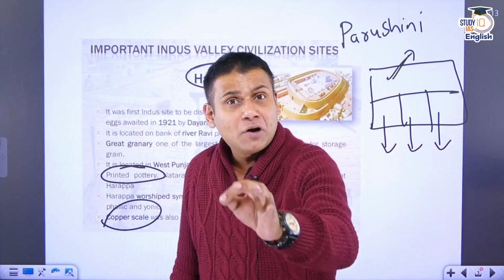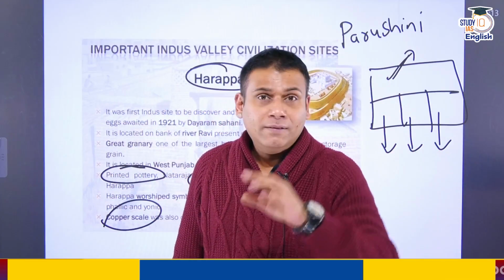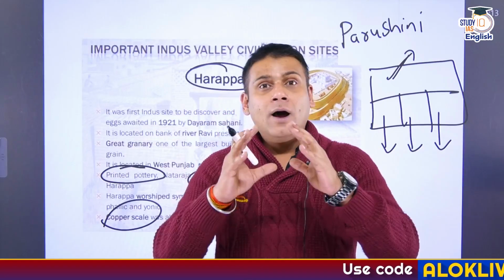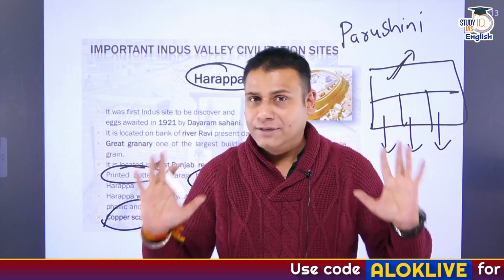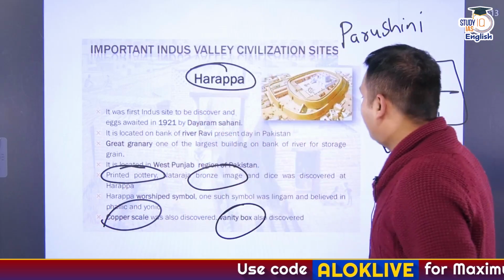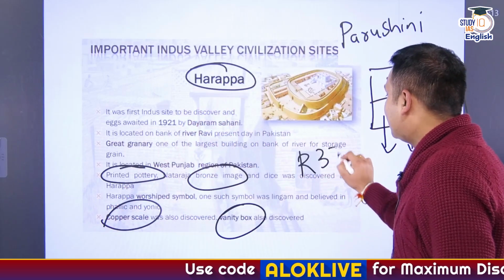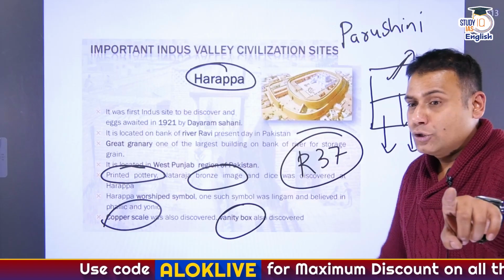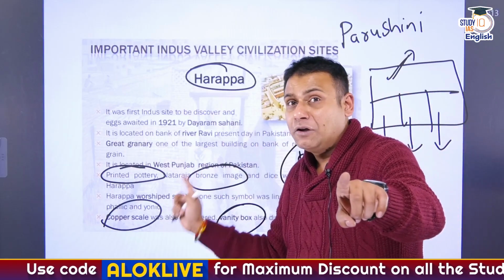One more striking feature of Harappan civilization. In the region of Harappa, a cemetery has been found where around 200 burials are present, and that cemetery was referred to as R37 cemetery. I repeat, R37 cemetery. So these are the key findings from the site of Harappa.